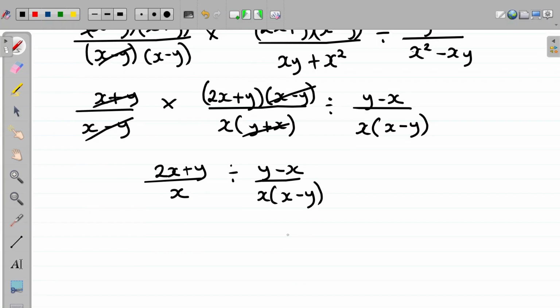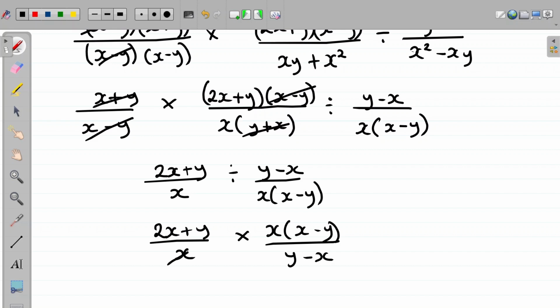Now at this point we can introduce our multiplicative inverse. So our expression becomes 2x plus y divided by x multiplied by x open bracket x minus y divided by y minus x. So x can cancel out. Our expression becomes 2x plus y multiplied by x minus y, all divided by y minus x.